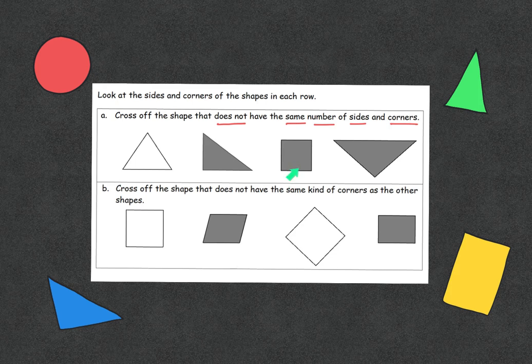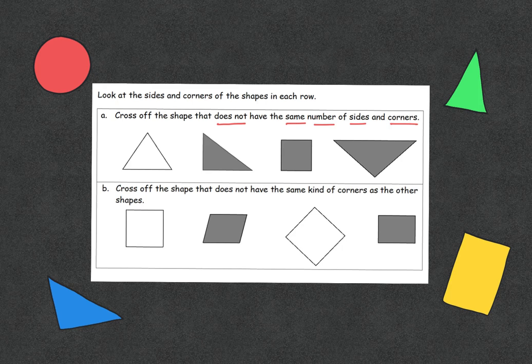Here we have a square, which has 1, 2, 3, 4 sides and 1, 2, 3, 4 corners. And our fourth shape has 1, 2, 3 sides and 1, 2, 3 corners. So it looks like they all have the same number of sides and corners.